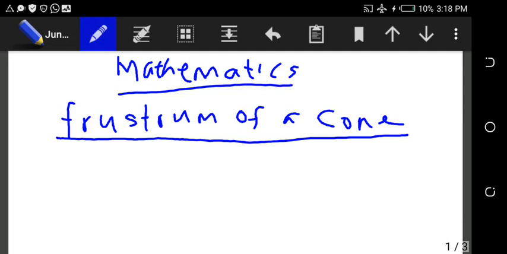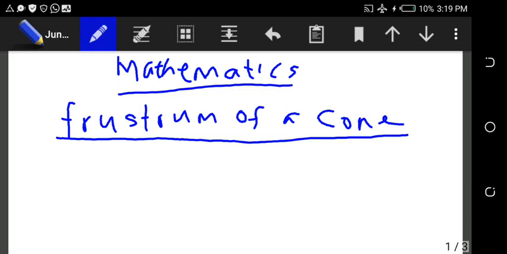In this video we'll be studying about the frustum of a cone. Now before we look at that, it begs the question, what is a frustum? A frustum is a shape that is obtained by cutting off the upper portion of a pyramid or of a cone. Now what am I talking about?